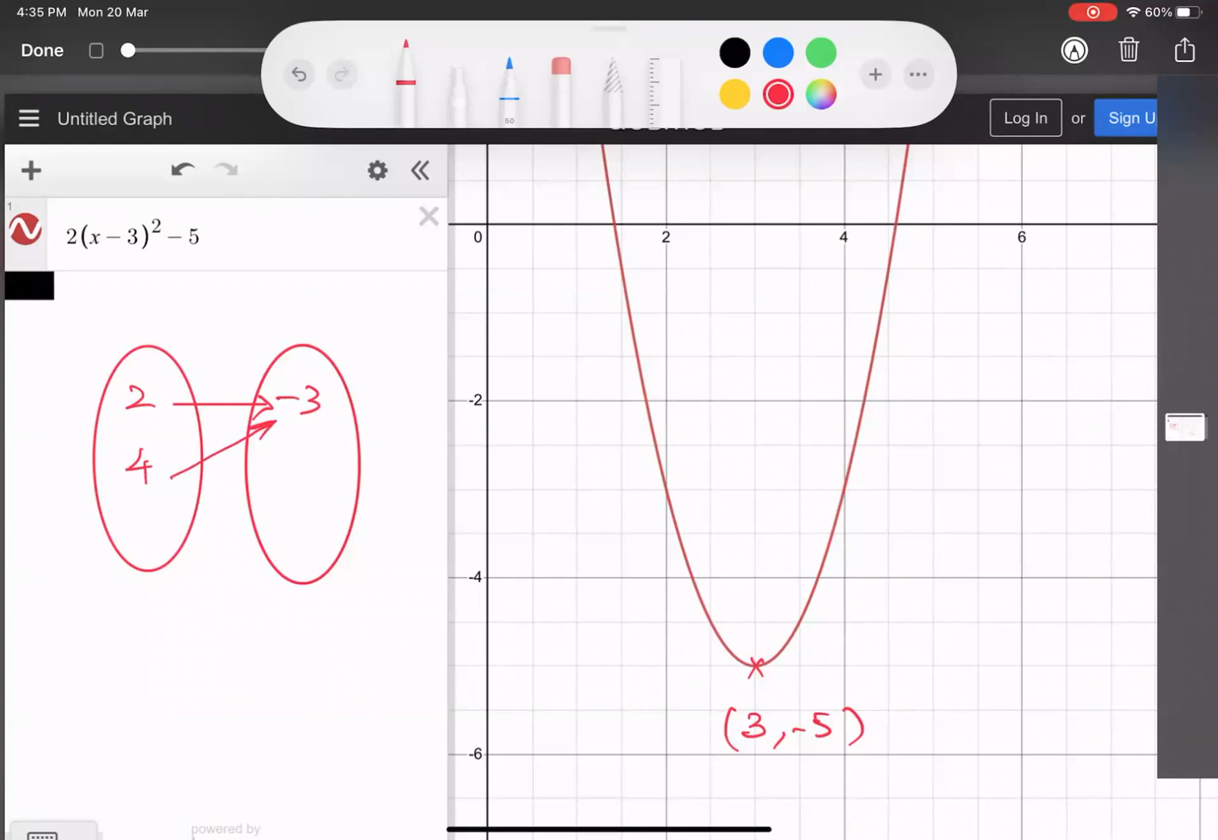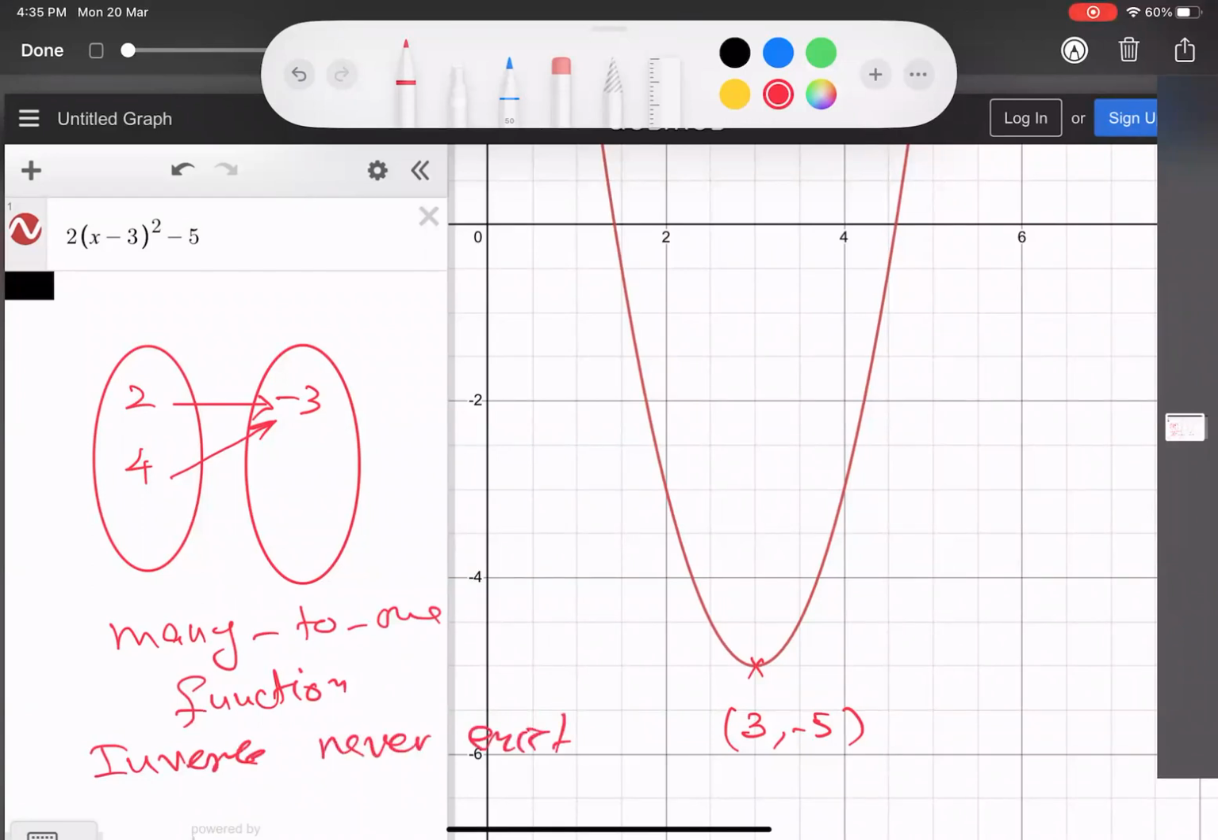Now, what is the problem here? You can see that against 2, we have this value, and against 4, we have the same value. So how to remove this problem? Currently it is called many to one. Many to one function. Whenever a many to one function comes, the inverse never exists.